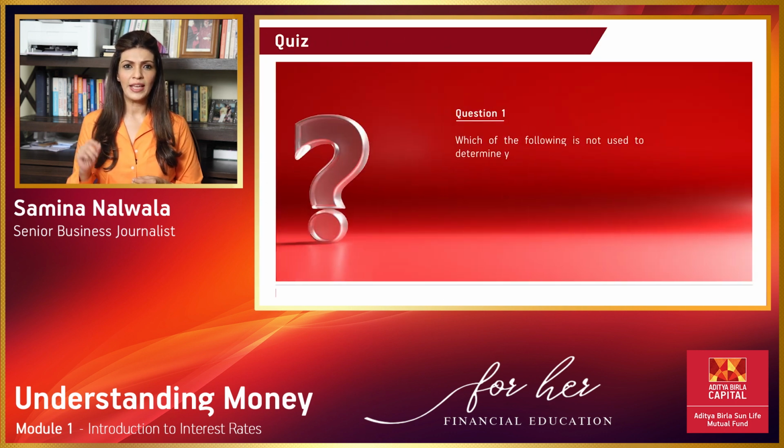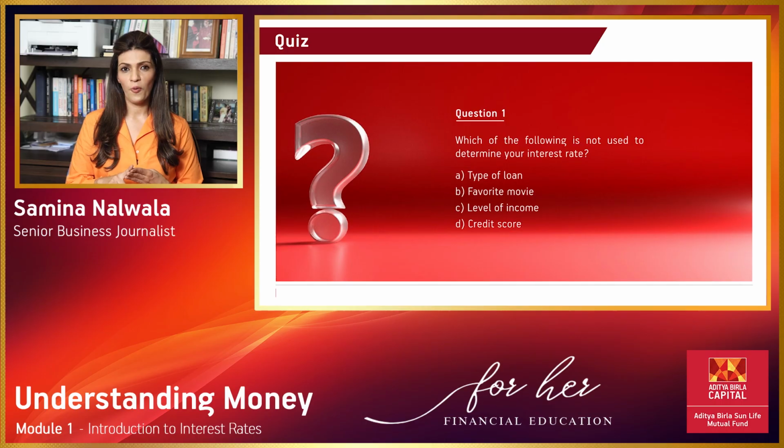Question 1. Which of the following is not used to determine your interest rate? A. Type of loan. B. Favorite movie. C. Level of income. D. Credit score.